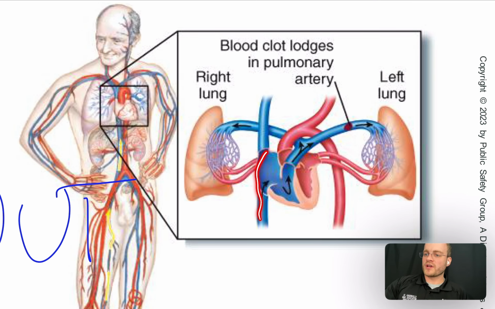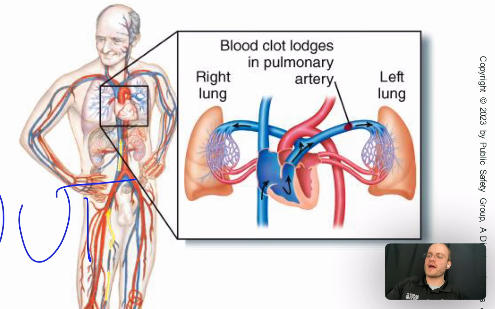Again, inferior vena cava, right atrium, right ventricle, pulmonic artery, right? And eventually it'll become lodged in the pulmonic artery. Yes, the pulmonic artery is deoxygenated blood. We've talked about this. And so if this happens, more commonly than not, it'll end up down here.